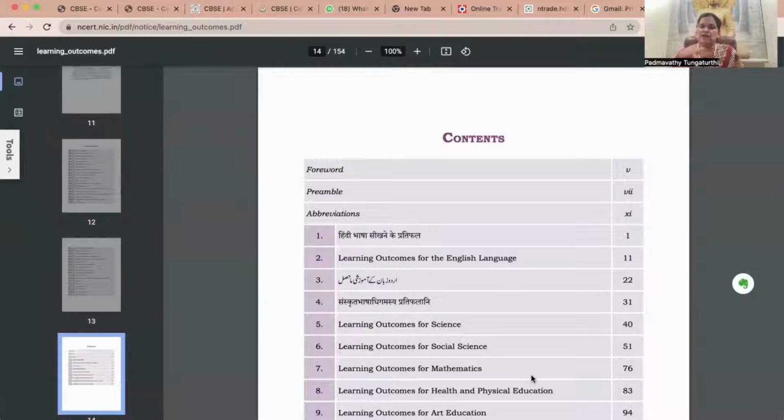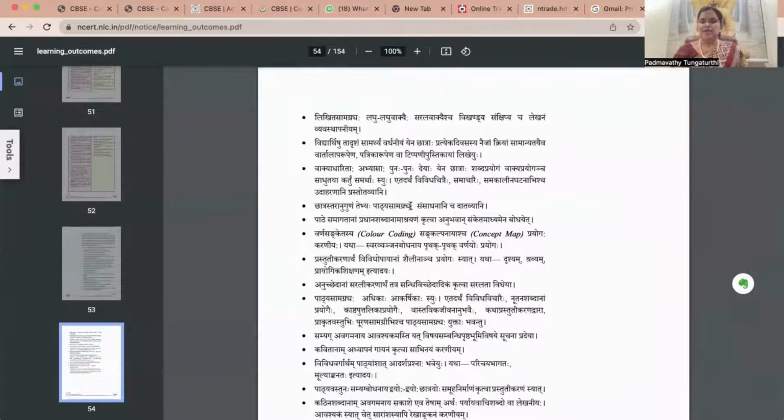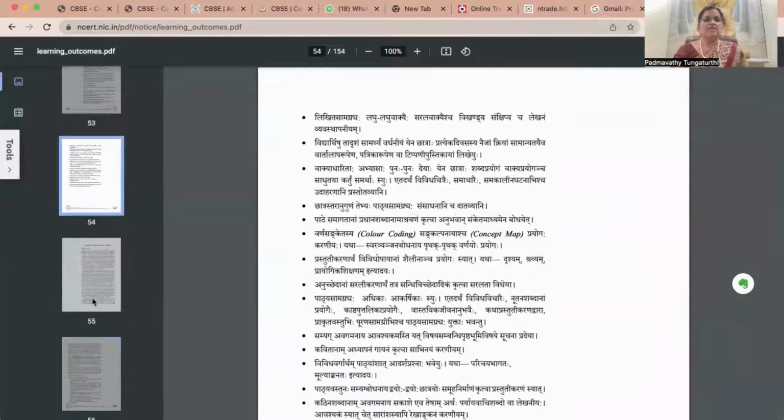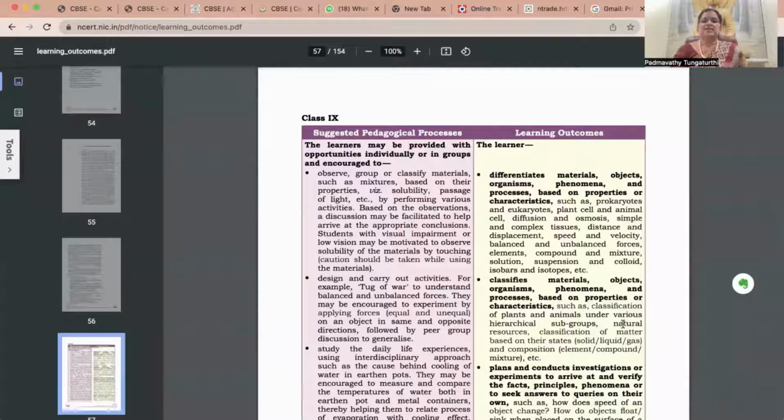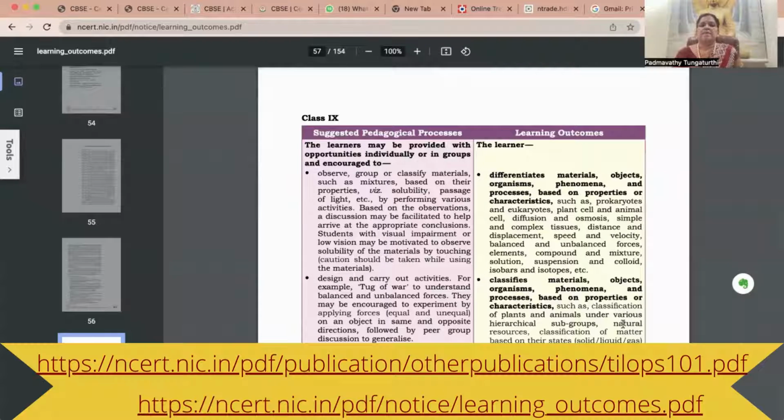The link of this document for the primary and the secondary learning outcomes I shall post in the link below, and we shall see how a learning outcome is different while preparing the lesson plan. This is the learning outcome for Hindi. If we go further, you have learning outcomes for science. This is for class 9, and class 9 and 10 is the secondary level. On the left-hand side, we see the pedagogical processes, and on the right-hand side, we see the learning outcome.